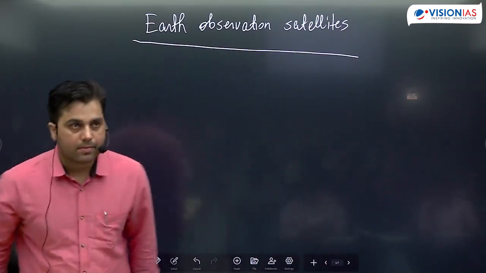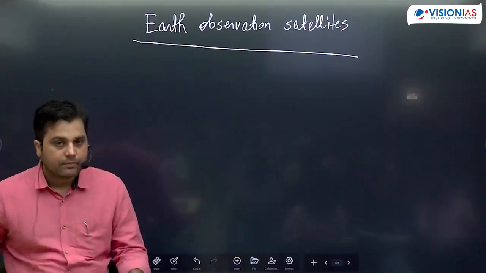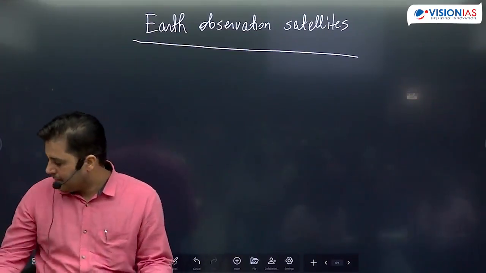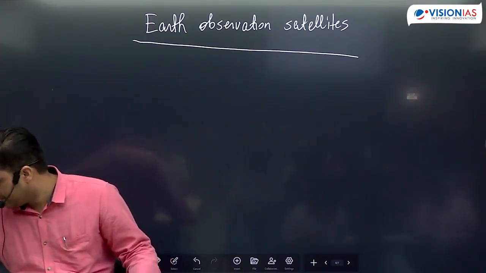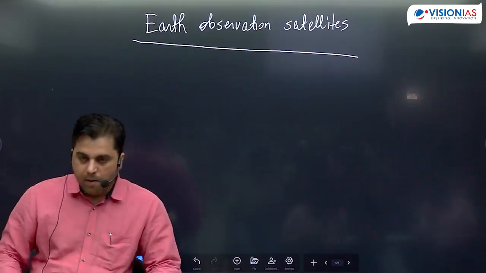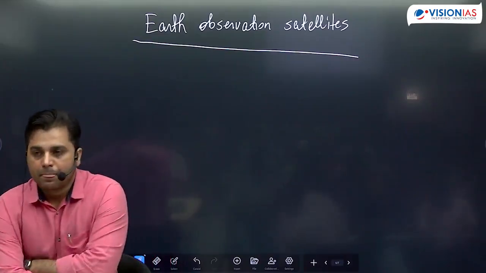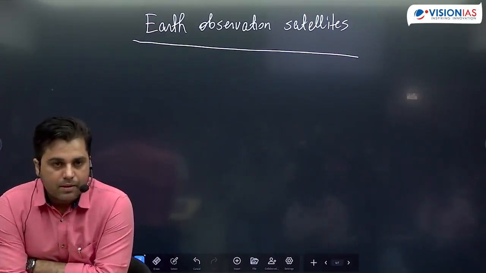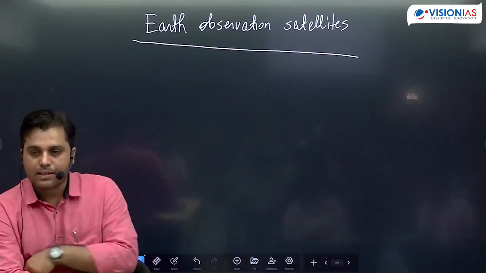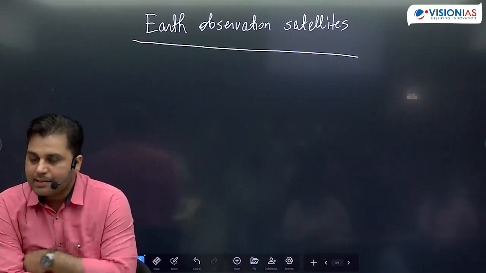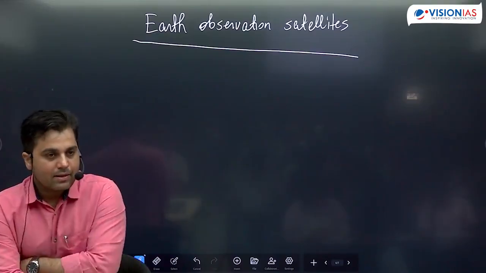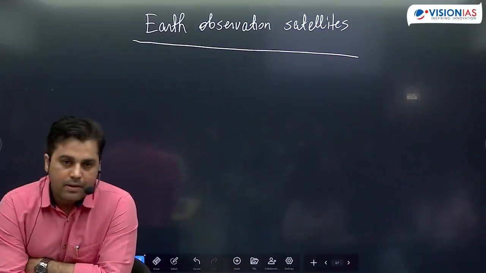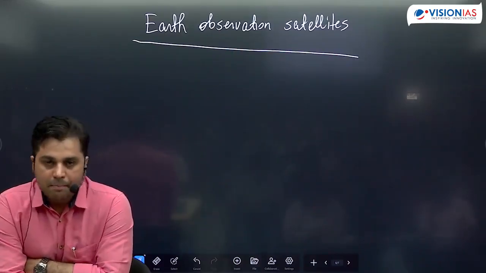Give this heading, Earth observation satellites. So first thing first, from the name it should be very clear that we want to observe Earth. We also call it remote sensing. That we want sensing का मतलब पता लगाना, measure करना. We want to know about something from remote, from far away. That is the meaning of remote sensing or Earth observation.